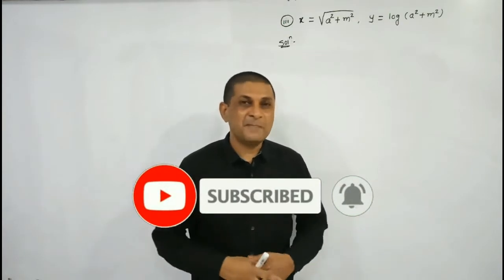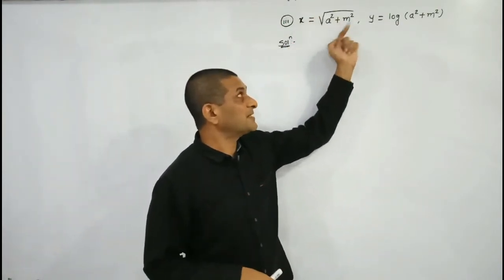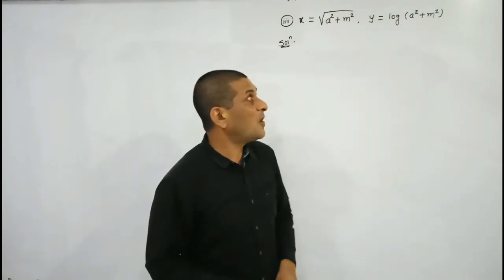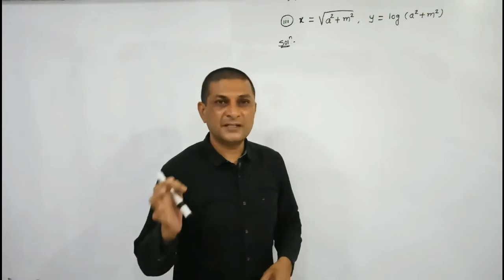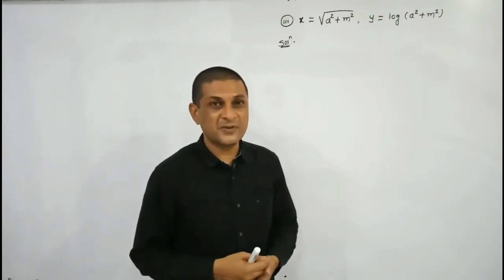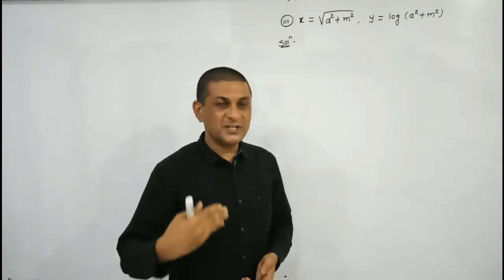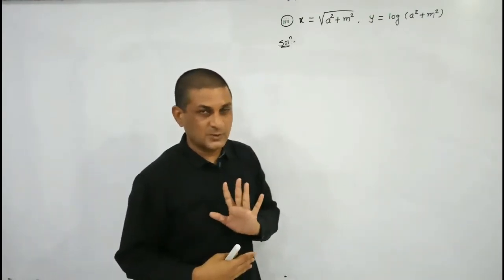Now see example number 3. Here the value of x is equal to under root a square plus m square, and y is equal to log of a square plus m square. So here we can easily observe that we are not able to find the differentiation directly in one step. 2 or 3 steps are required to find this differentiation and this differentiation also, isn't it?